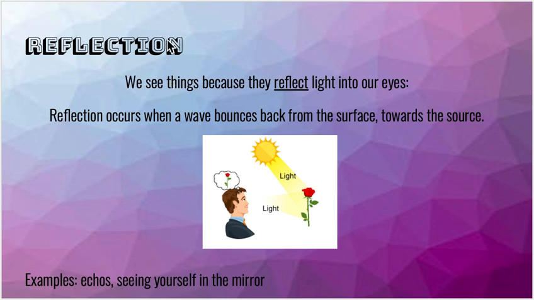So reflection. You need to know about reflection. We see things because they reflect light into our eyes. Reflection occurs when a wave bounces back from the surface towards the source. So you have the light creating white light, and it's hitting this rose, and the rose is reflecting red and green. So that light reflects into our eyes, and that's what we see. Examples include echoes or seeing yourself in the mirror.